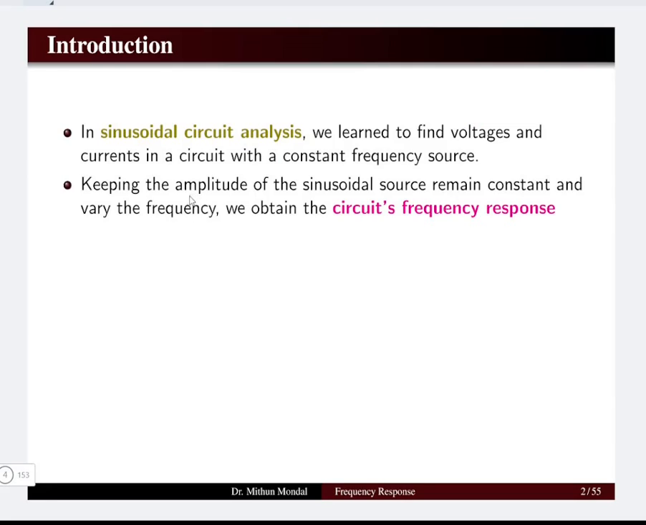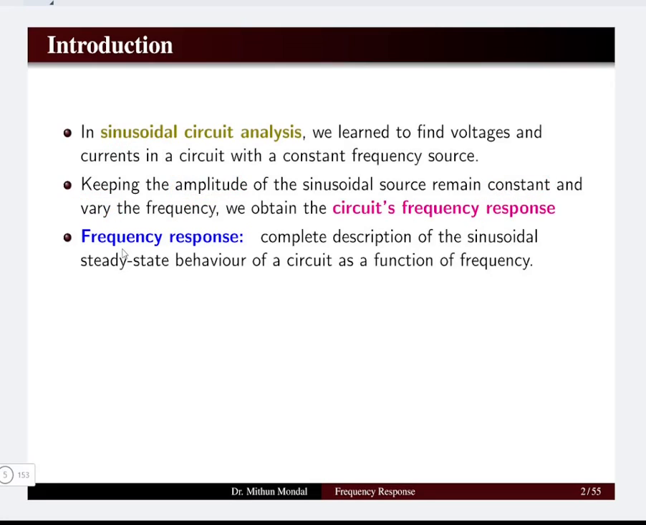When the amplitude of the sinusoid source remains constant and we vary the frequency, then it is known as the circuit frequency response. So the same sinusoid circuit analysis with the varying frequency we say to be the circuit frequency response. Only the amplitude of the sinusoid is constant.